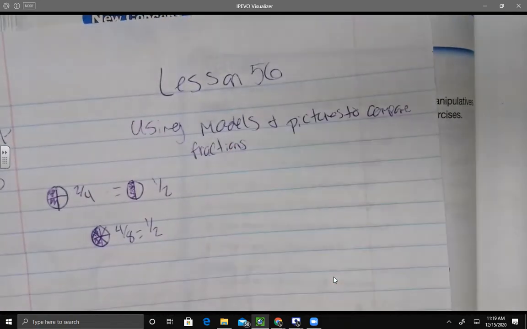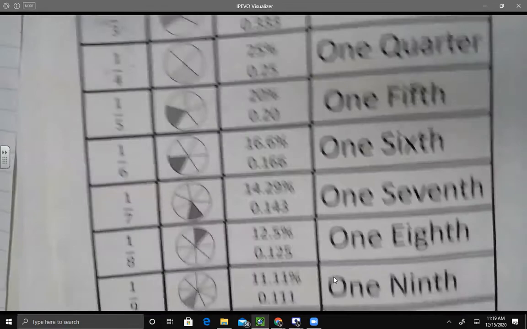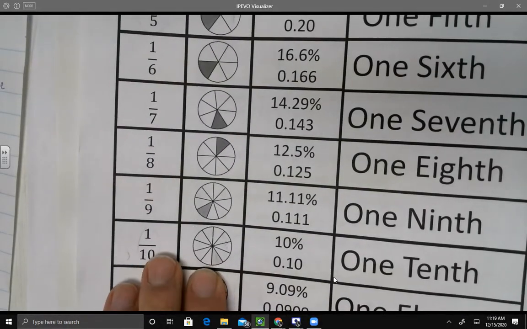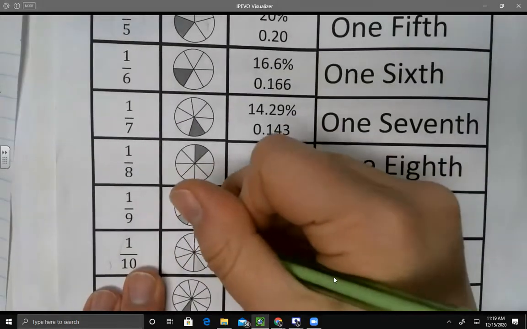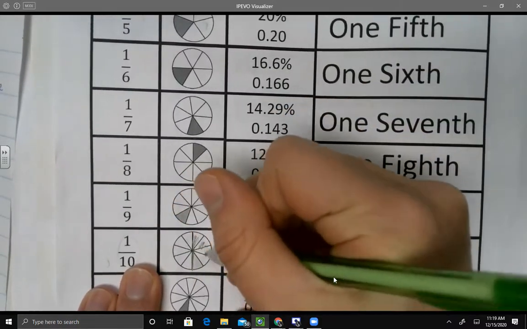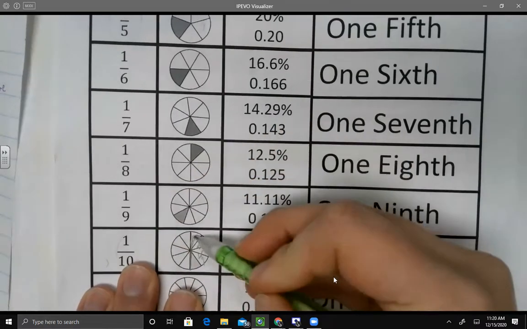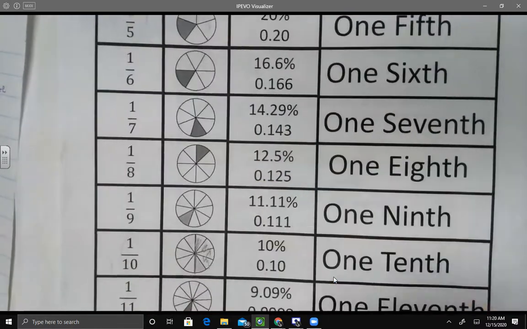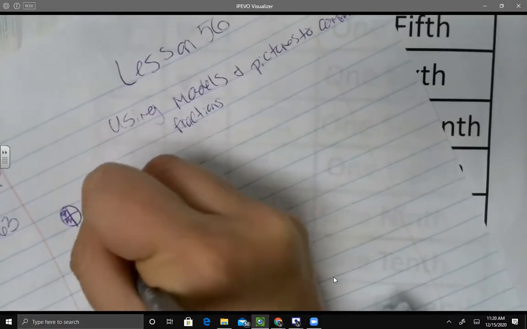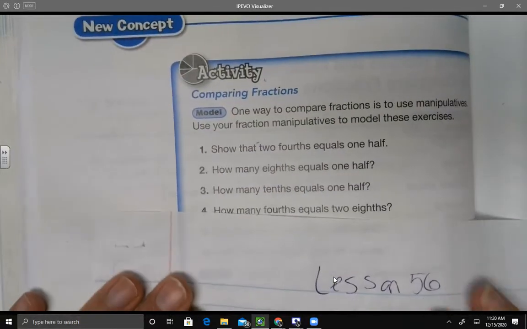How many tenths equal 1/2? All right, so I'm going to show you here is 1/10, right? And to get half of that, so this is kind of our half line right down the middle, we would color in all the pieces on one side, and that is 1, 2, 3, 4, 5. So 5/10 equals 1/2. And that is another one.